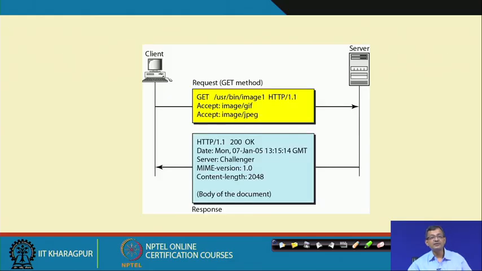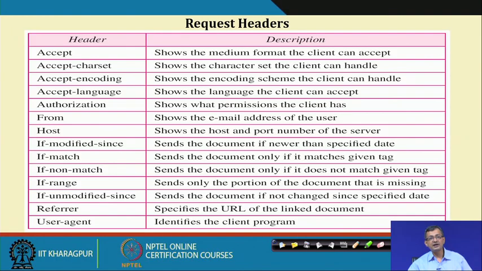So if we come to the example, this is the request. Get method, HTTP version 1, accept: it is looking for an image and accepts this image type. If you look at the header, accept is the media format the client can accept, right.